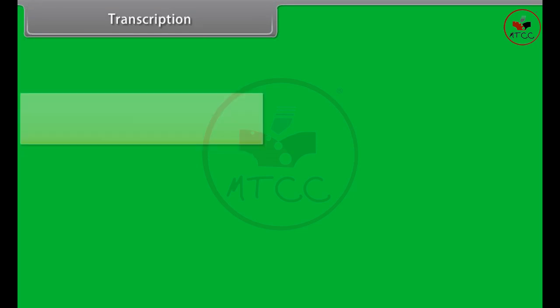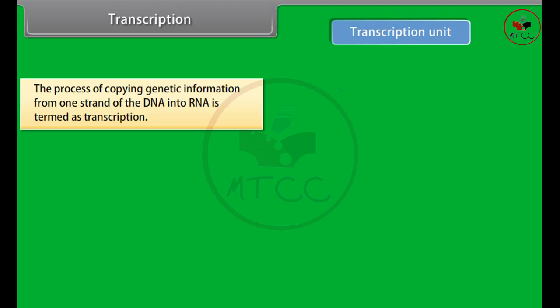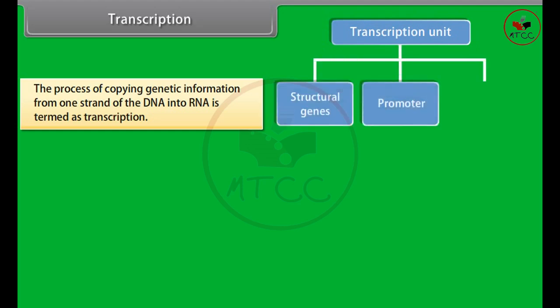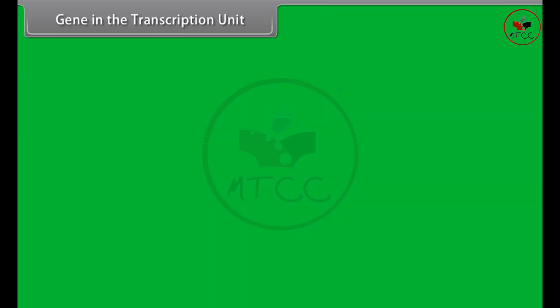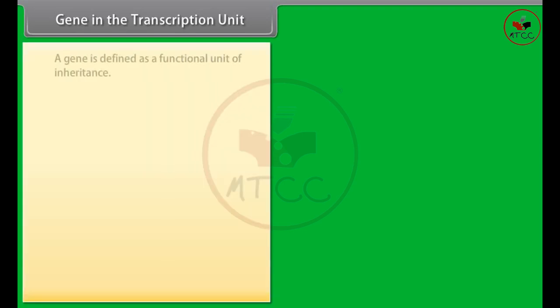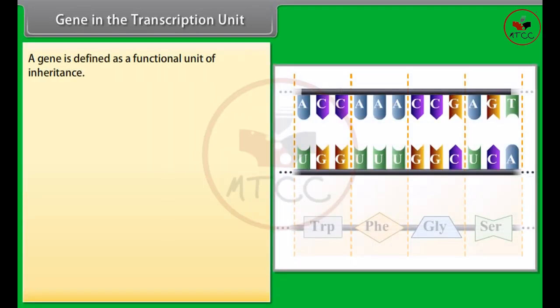Transcription. The process of copying genetic information from one strand of the DNA into RNA is termed transcription. Gene in the transcription unit. A gene is defined as a functional unit of inheritance. Cistron is defined as a DNA segment that codes for polypeptides.